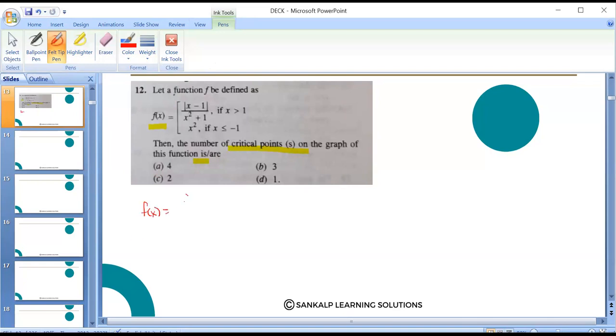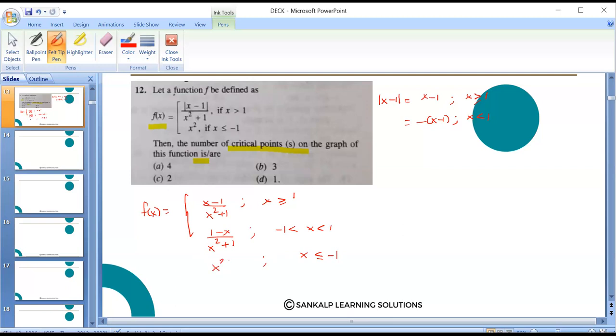So we can write the piecewise function because mod of x minus 1 is there. It will be positive x minus 1 if x is greater than or equal to 1. It will be negative x minus 1 if x is less than 1. So positive x minus 1 by x squared plus 1 if x is greater than or equal to 1. And negative x minus 1, that is 1 minus x by x squared plus 1, if x is less than 1, but it has to be greater than minus 1, because if x is less than or equal to minus 1, there is a different function.